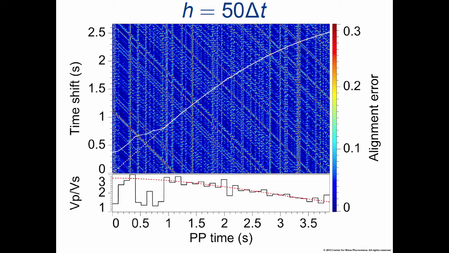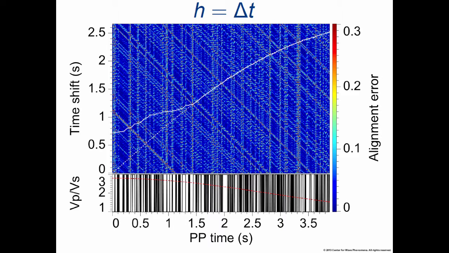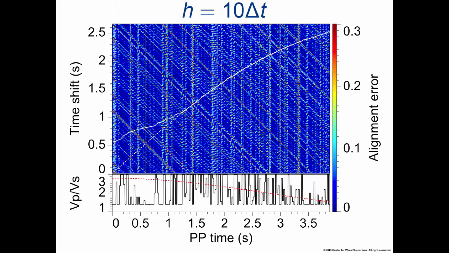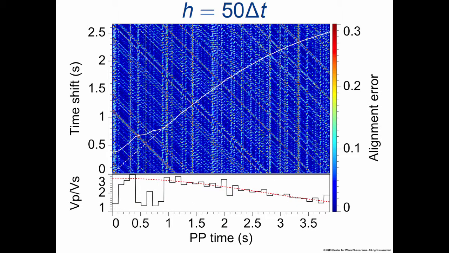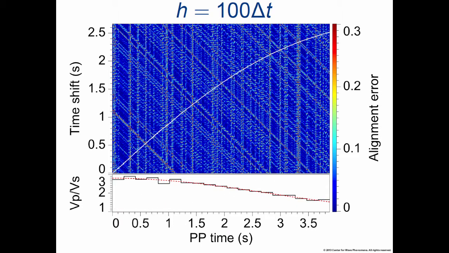But let me go through the sequence one more time and just emphasize the trade-off between accuracy and resolution. As we decrease our temporal resolution, that is by increasing h, we're able to more accurately resolve changes in time shift and thus more accurately estimate VP/VS ratios.